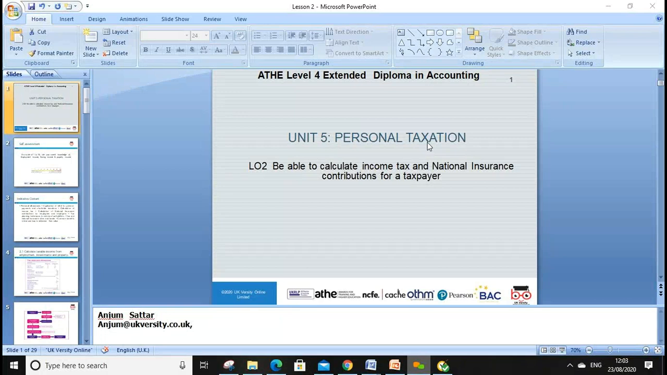Okay, welcome everyone. We'll start our second lesson. Today's lesson will go through our LO2, and we are doing Unit 5 Personal Taxation.